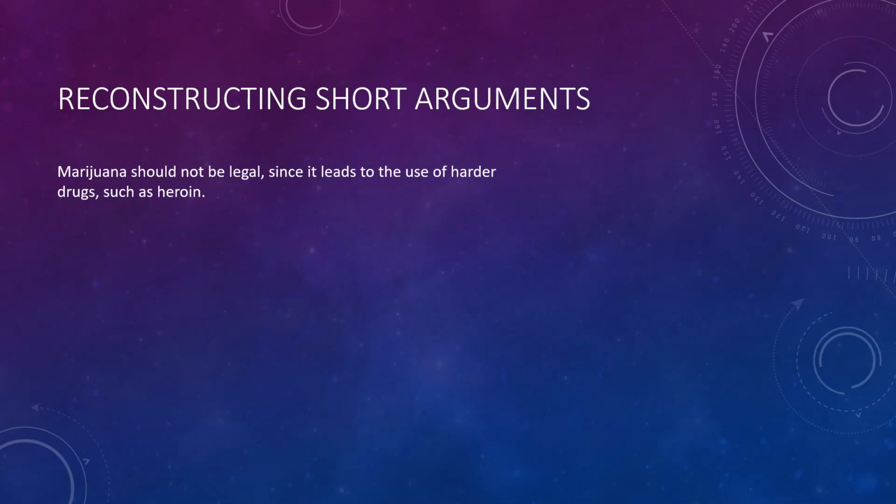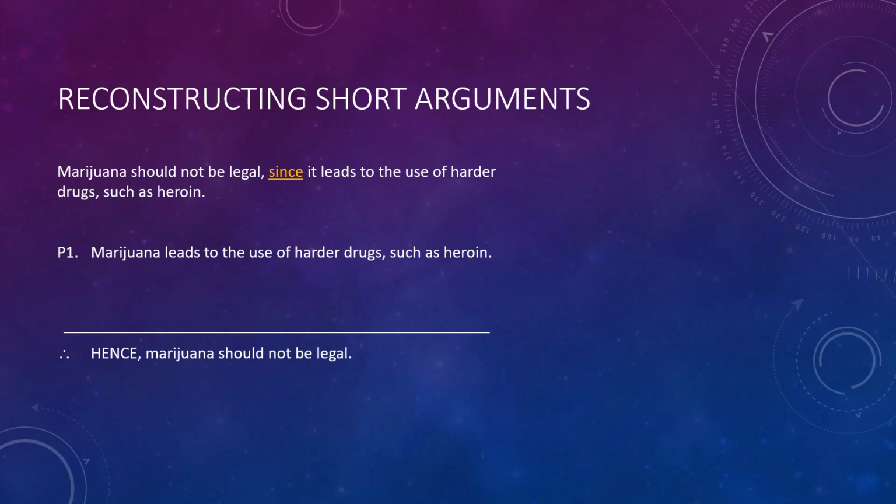Always good to start by looking for those indicator words, and we have one here in the middle, "since." Since is a premise indicator word and introduces evidence. And so that indicates that we should at least start our argument reconstruction this way. Premise 1: marijuana leads to the use of harder drugs such as heroin, and the conclusion is that marijuana should not be legal.